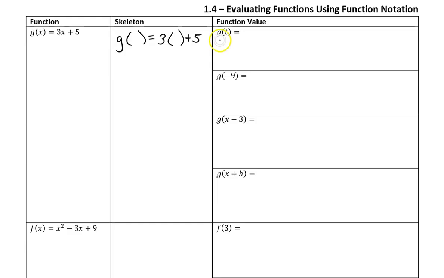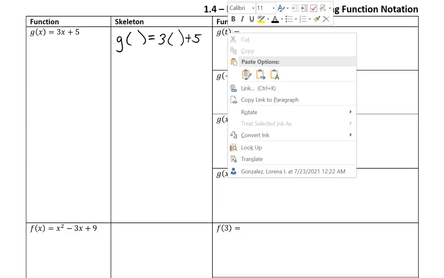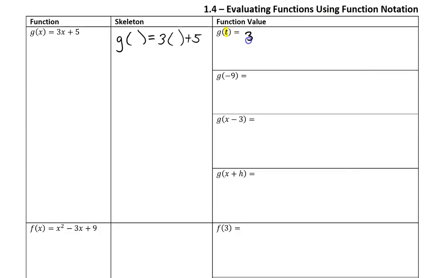So in my first one, we're looking for g of t. So t is my substitution. That's going to go into the skeleton part. So that t goes in here. Can we simplify this anymore? There's really nothing. Just a matter of switching our variable to that t. So we have g of t is equal to 3t plus 5. And that's it. Variable is our substitution, so it should be in our answer as well.